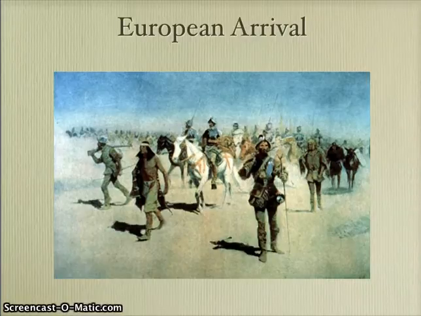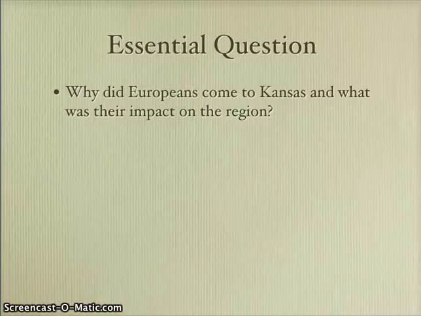So today we're going to talk about European arrival. Before this, we talked about the indigenous people that lived in Kansas. Now we're going to talk about those first people who came here and met those indigenous people. Our essential question is, why did Europeans come to Kansas, and what was their impact on the region? That is the question we are going to answer in our summary, and remembering it will help us a lot in knowing what we need to do on the test.